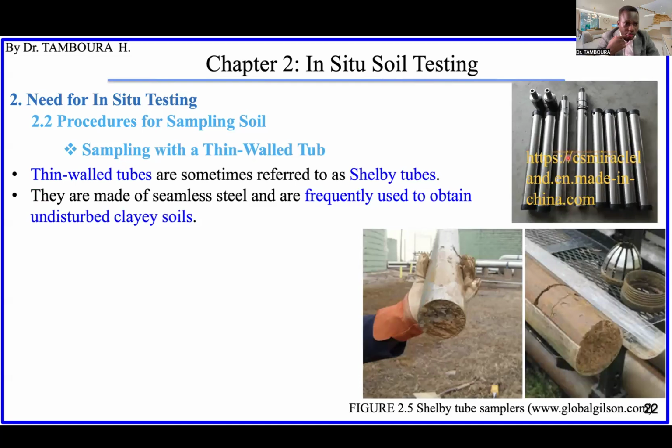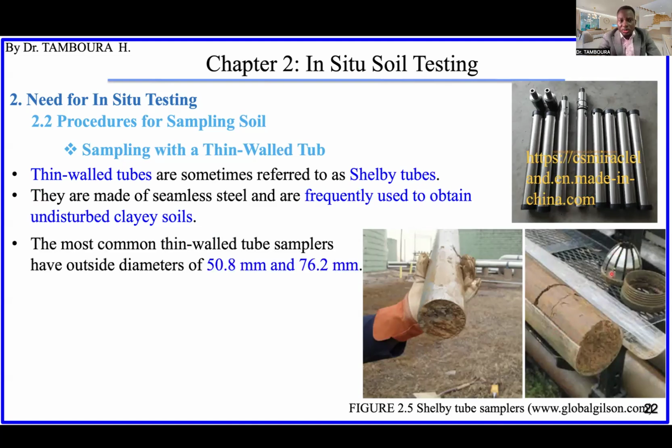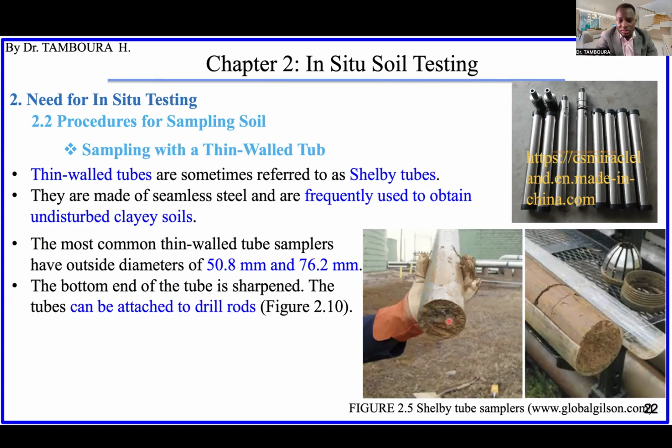Soil obtained from this SPT split spoon sampler. So they are made of seamless steel and frequently used to obtain undisturbed clay soil. Undisturbed clay soil. And here also you can see this equipment that can help again to keep the soil sample inside the tube. So the most common of these Shelby tubes have diameters of 50.8 millimeter and 76.2 millimeter, the outer diameter. Okay, there are maybe mainly these two diameters, but maybe you can have more.